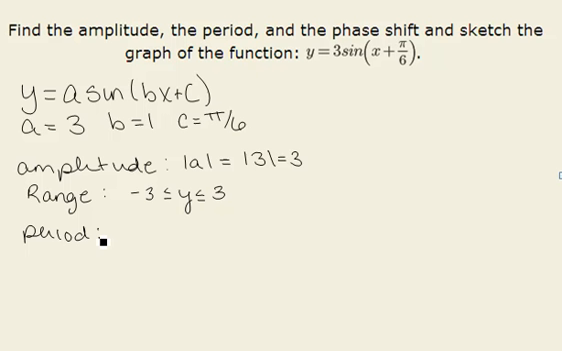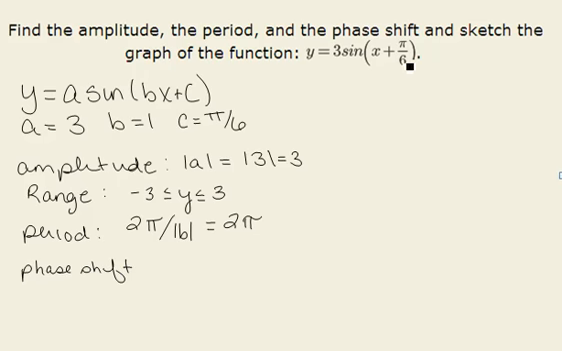We can find the period by taking the interval 2 pi and dividing it by the absolute value of b. In our case, b is 1. Therefore, we do not change the period. The period stays at 2 pi. We can see that by looking at the inside parentheses and noticing that we only have a phase shift and not a period change. We can now look at that phase shift.